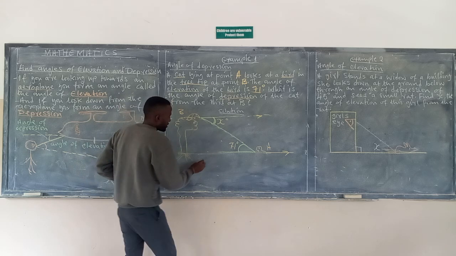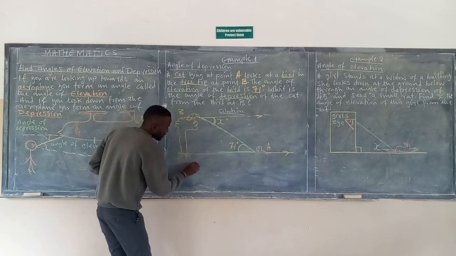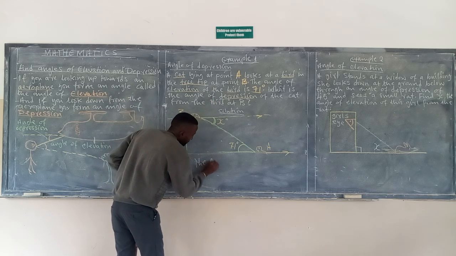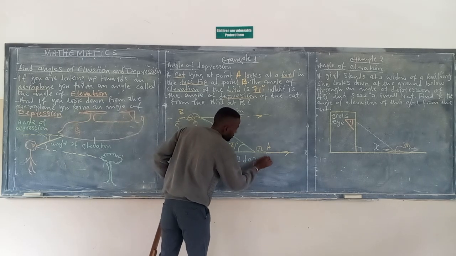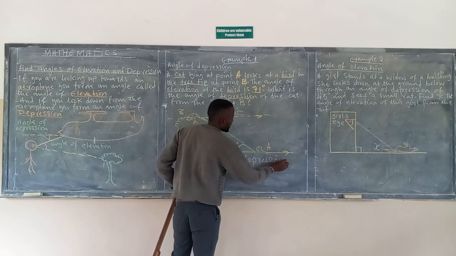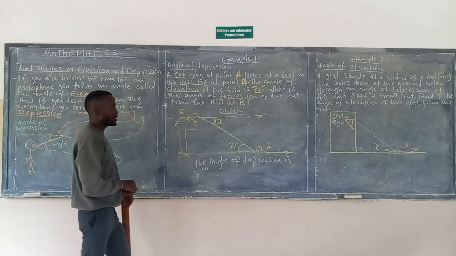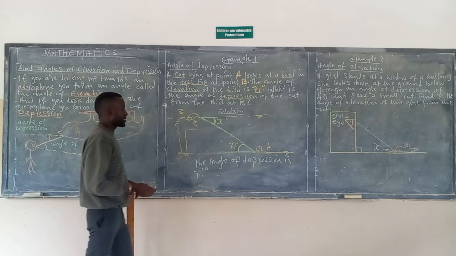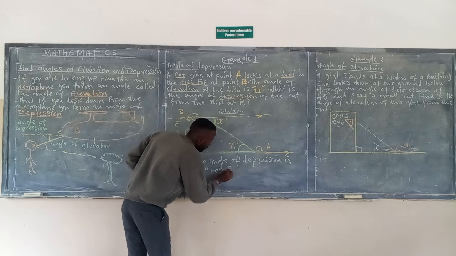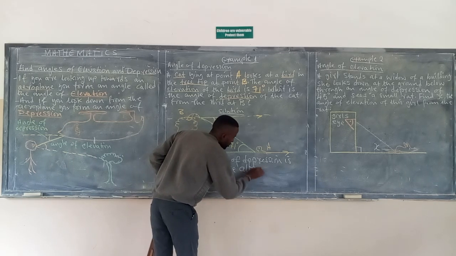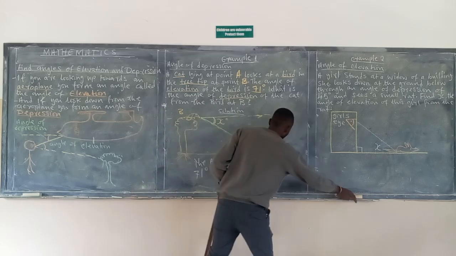So we are going to say the angle of depression of A. So what is the angle of depression? The angle of depression is 71 degrees. Why is it 71? Because alternate angles are equal.